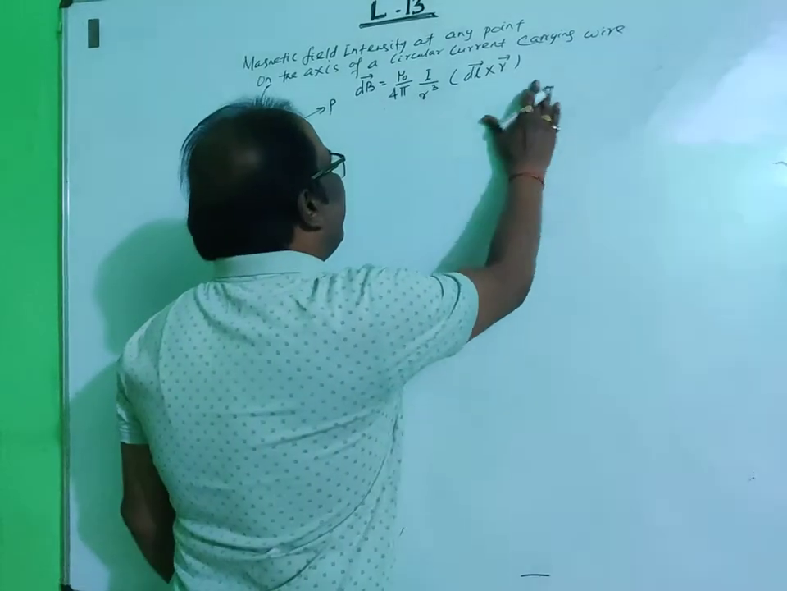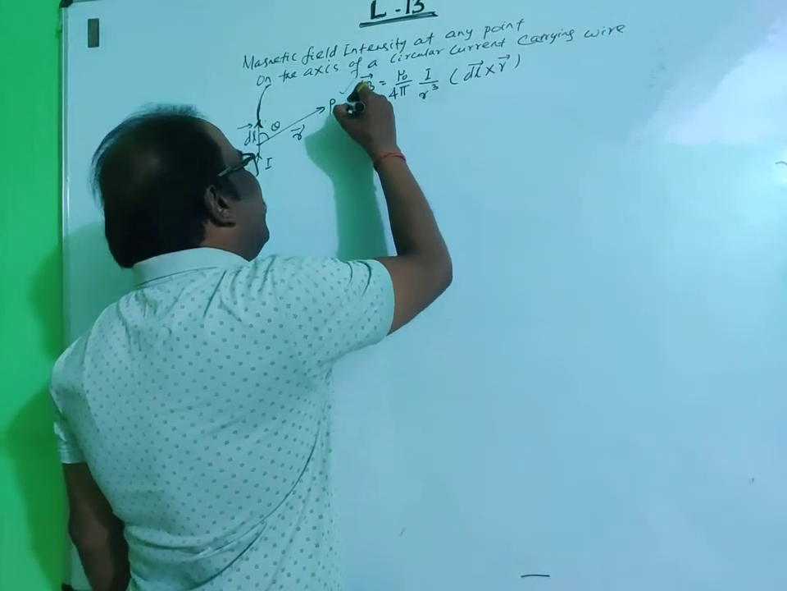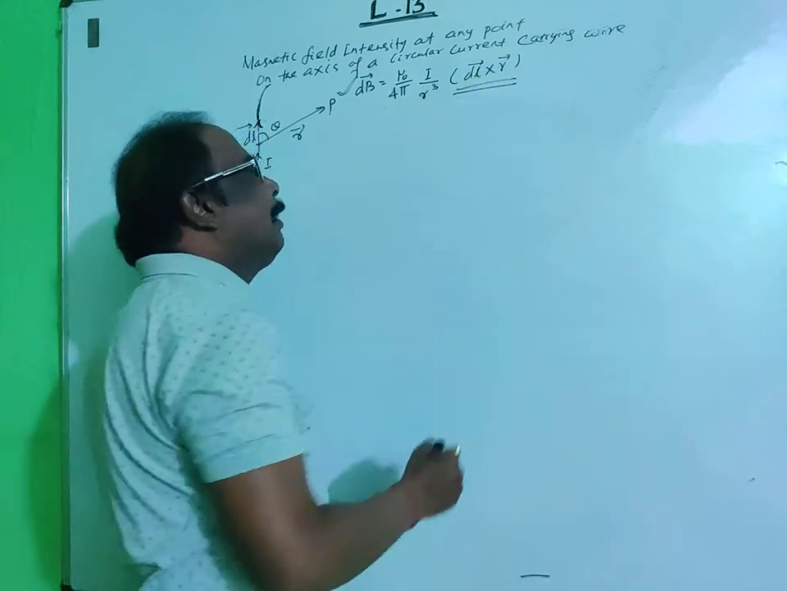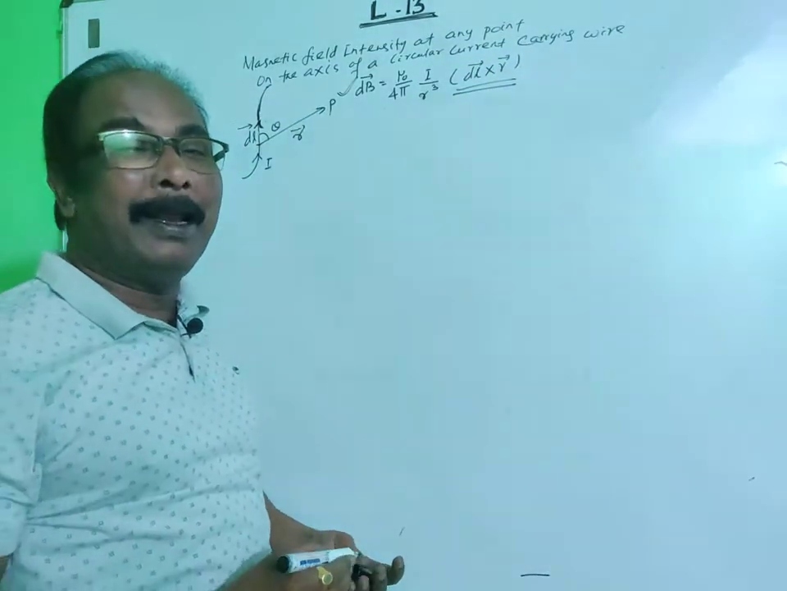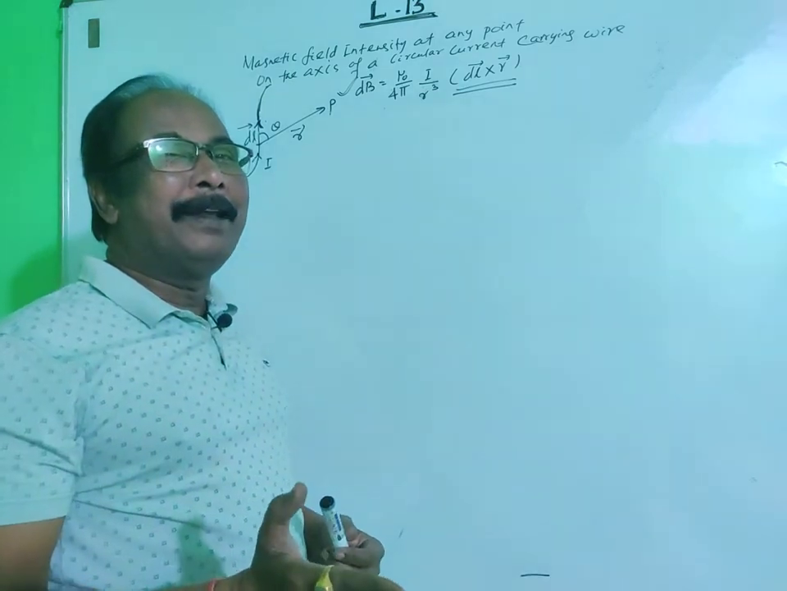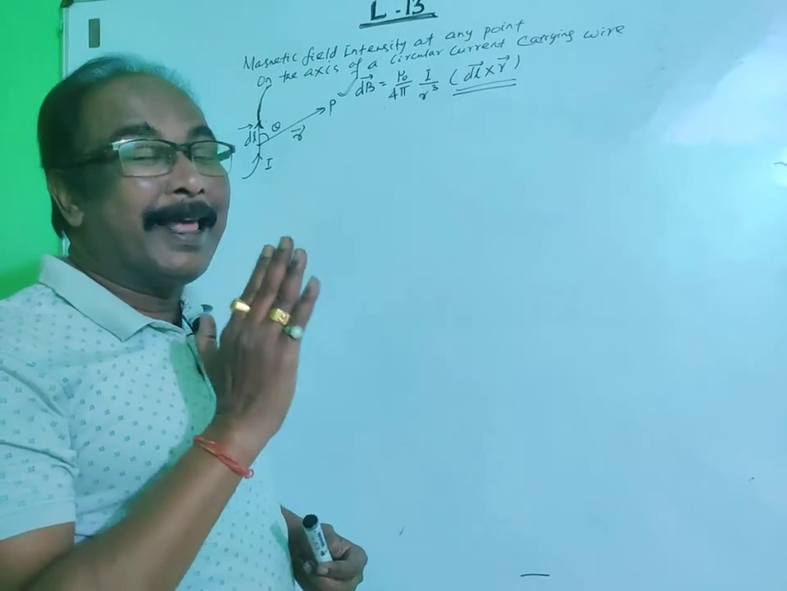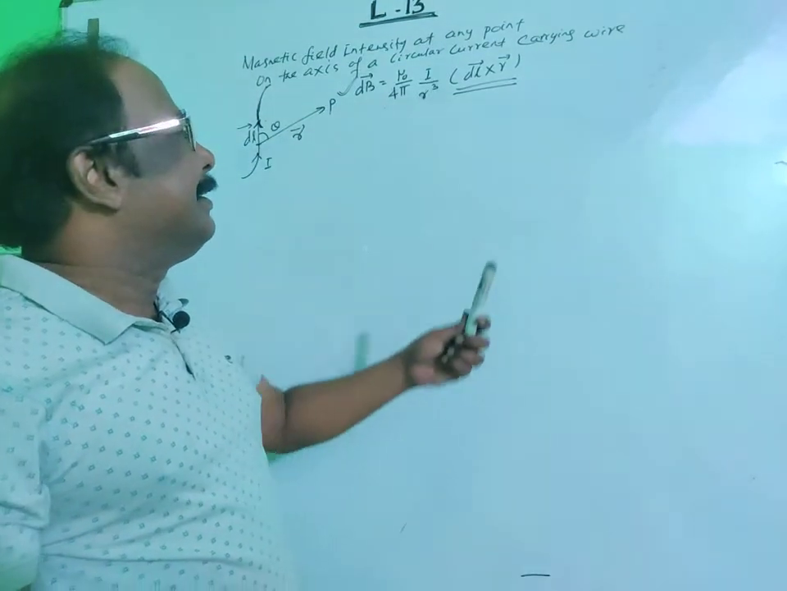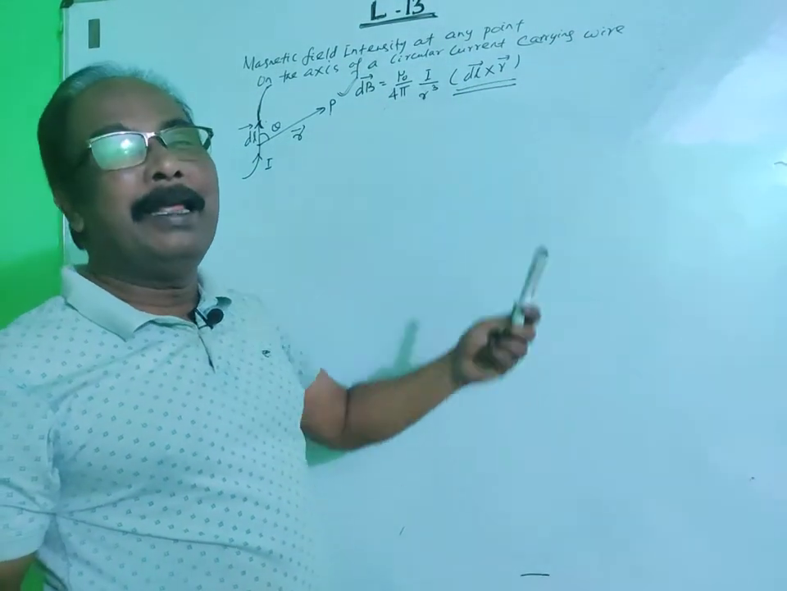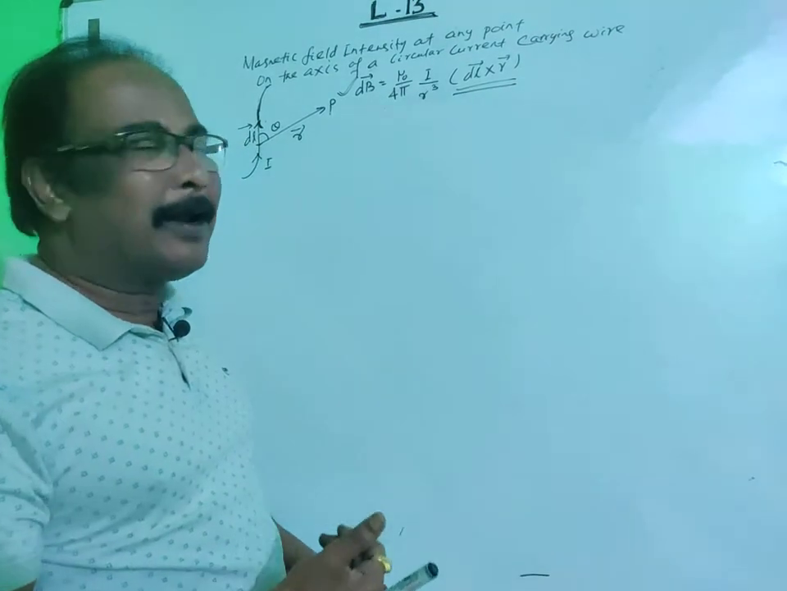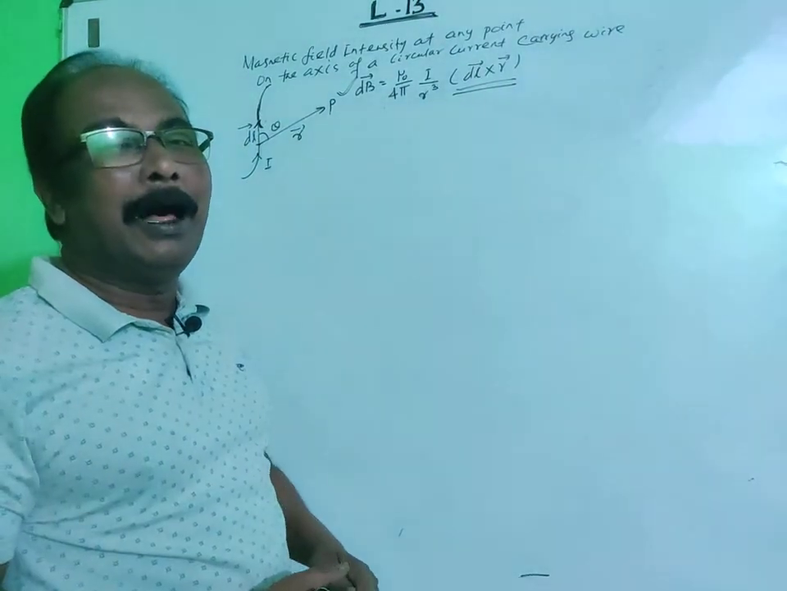Then what is the direction of dB? The direction of dB is along the direction of dl cross r. So the direction of magnetic field can be determined by determining the direction of dl cross r. So the direction of magnetic field is the same as that of dl cross r.